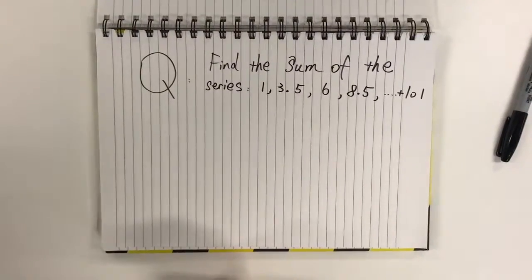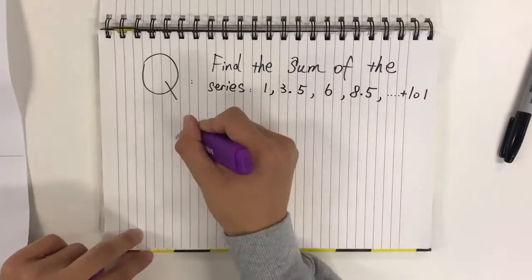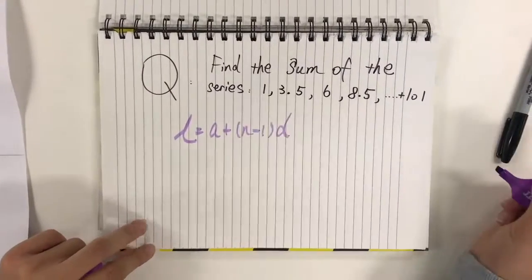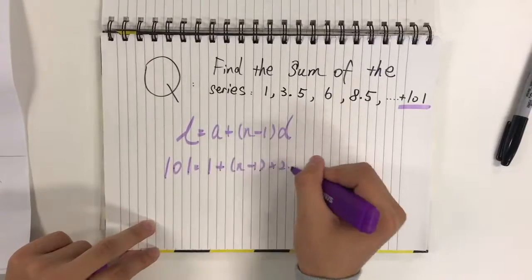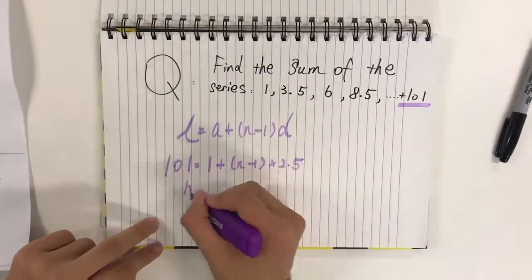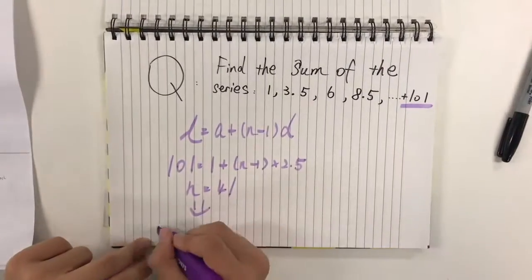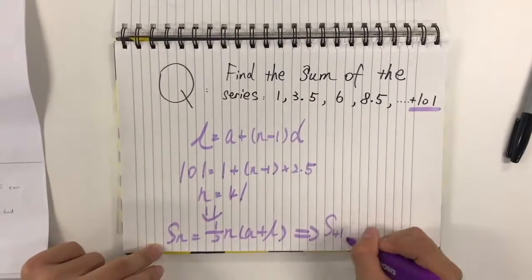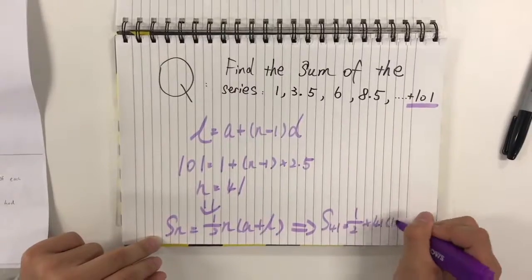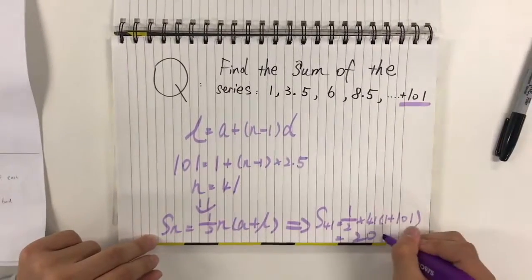Here is another question. We know the last term, so we put it into the last term equation. We can get n equal to 41. Then we put it into the sum equation, and we can know the sum of 41 terms, which is equal to 2091.